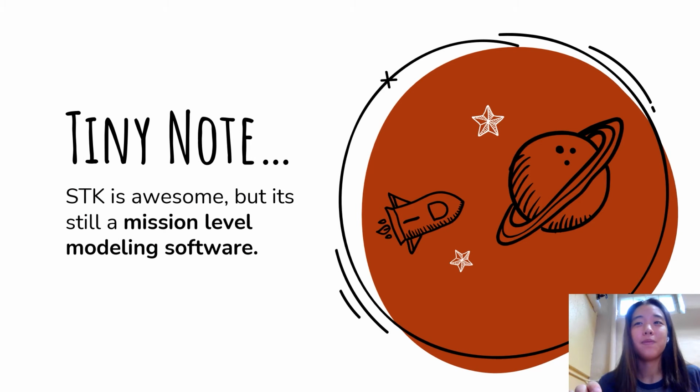So now you can tell STK is pretty awesome, but a little note and caveat. You have to remember it's still a mission level modeling software. So if you don't have the best data on initial points of where your satellite should be, it won't provide exactly the same results that happen in space. It's a great tool for starting out and understanding how all the different components of your mission will be interacting and working after launch. But it's definitely our estimates, mathematical estimates. So make sure you check in real life with hardware.